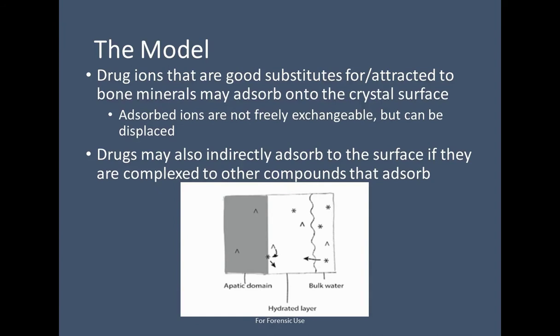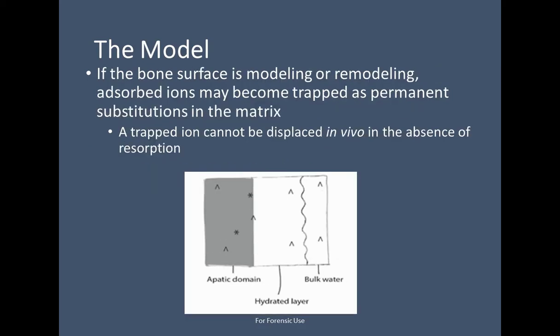And so drug ions that are good substitutes or are attracted to the bone minerals may absorb into the hard surface of the bone, into the crystal structure. Those ions may or may not be freely exchangeable, but they can fall out. Drugs may also indirectly absorb to the surface if they are complexed to other compounds that are likely to be absorbed. So if they form a complex, they might be able to get into that bone structure. If the bone surface is modeling or remodeling, absorbed ions could also be trapped permanently in the bone matrix.